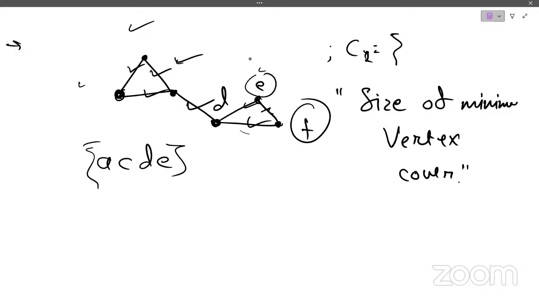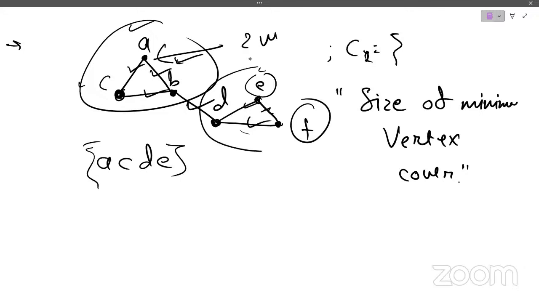In this case, minimum. So what happened now? Here we have a cycle, right? A, B, C. Whenever we have a cycle, we have to take two vertices, because then only we are able to cover three edges. So from this cycle, I have to take two vertices. From the other one also, I have to take two vertices. So the minimum vertex cover will be of size 4. I mean, we cannot cover this graph with fewer than 4 vertices.